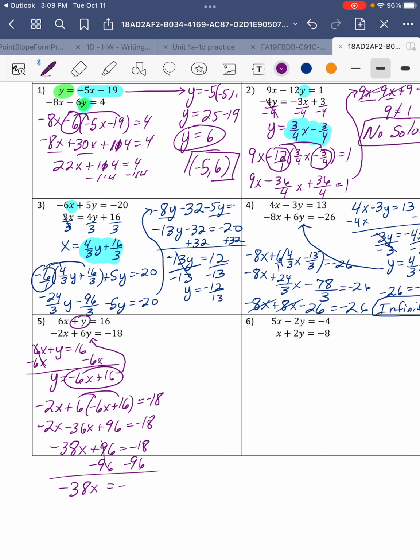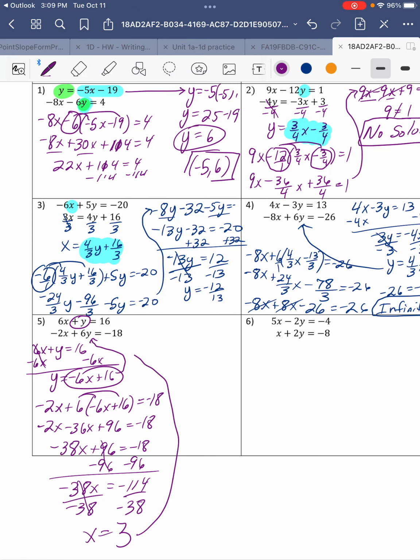Negative 114, divided by negative 38. And x is going to equal 3. So the x value is 3, so I'm going to substitute it back into one of the equations.